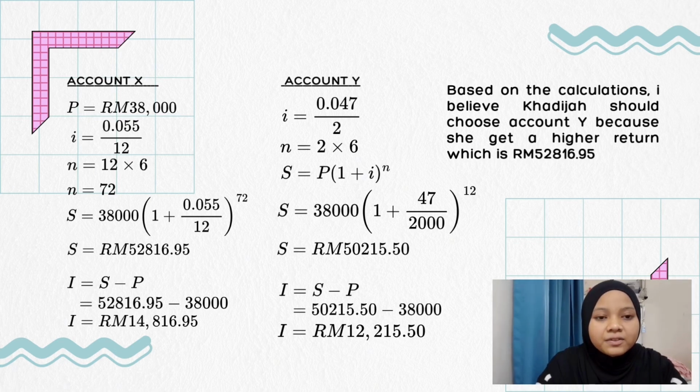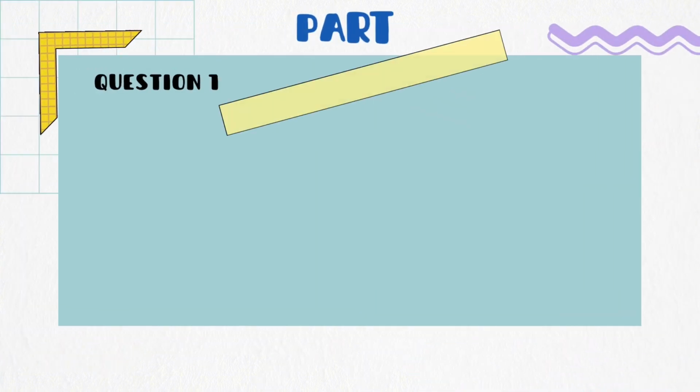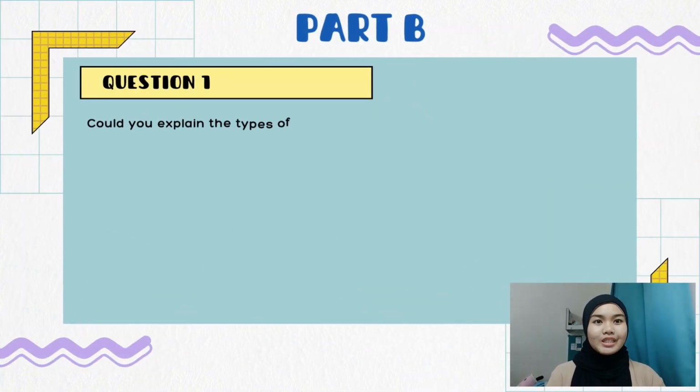50,215 ringgit 50 cent minus 38,000 equal to 12,215 ringgit 50 cent. Based on the calculation, I believe Khadijah should choose account Y because she gets a higher return, which is 52,860 ringgit 95 cent. So now we're going to move on to part B, question number 1.